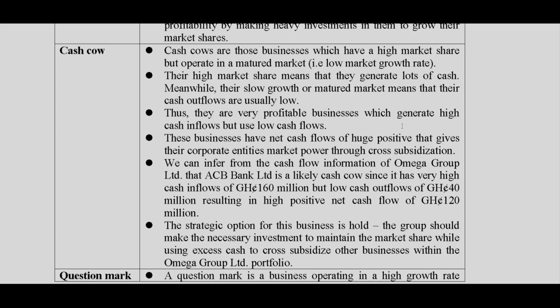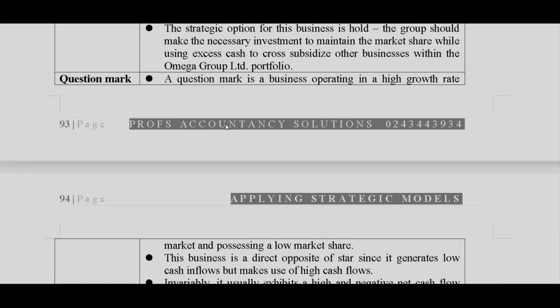Now, the strategic option for a cash cow is hold, right? The group should make the necessary investment to maintain the market share while using the excess cash to cross-subsidize the other businesses within the Omega Limited portfolio group. But one thing you should also know is that cross-subsidization is also harvesting. So you can take from the cash cow to support other ones, or you maintain its position. Harvesting a cash cow should be for the weaker one. If you see that the cash cow is becoming weak, then you take all the money to support the other ones.